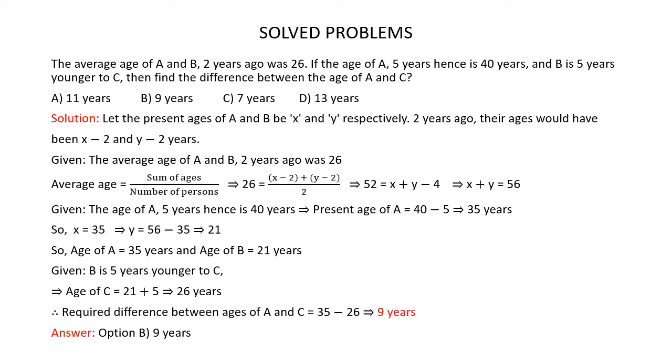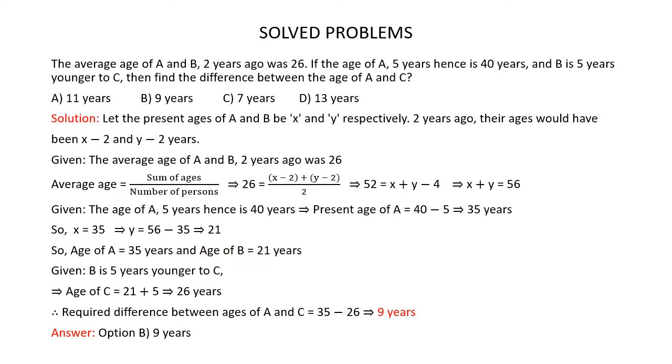Now it's given the age of A 5 years hence is 40 years. So the present age of A will be 40 minus 5, which is 35 years. We know that x plus y is 56. So if x is 35, then y will be 56 minus 35, which is 21. So now we know that A's age is 35 and B's age is 21.